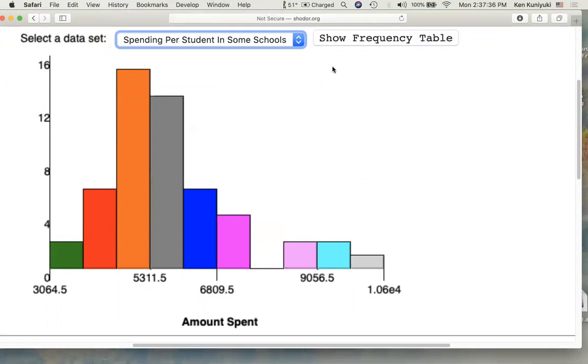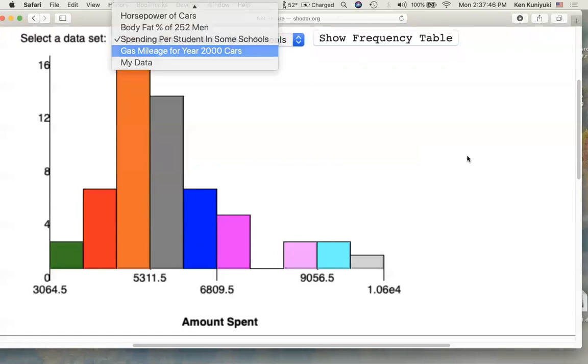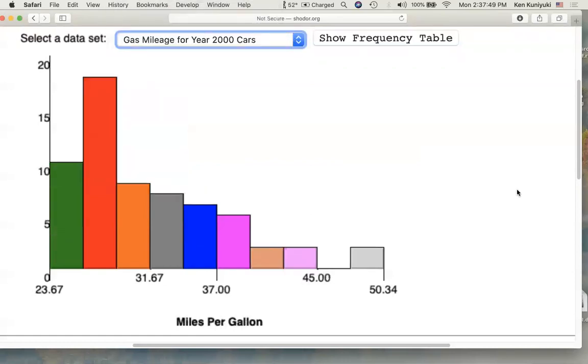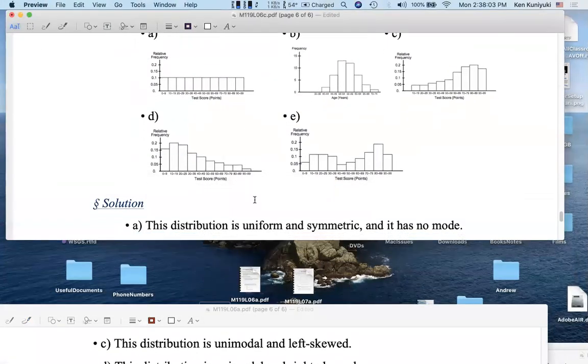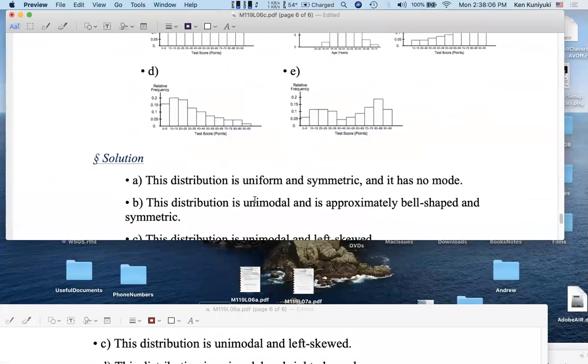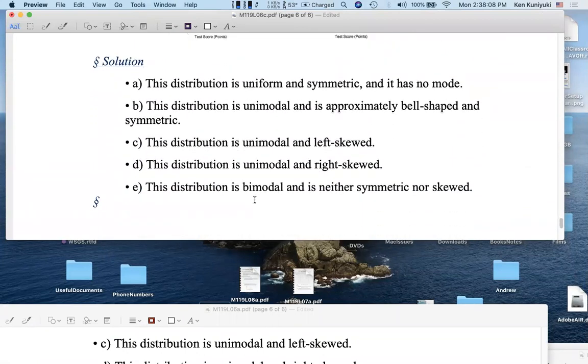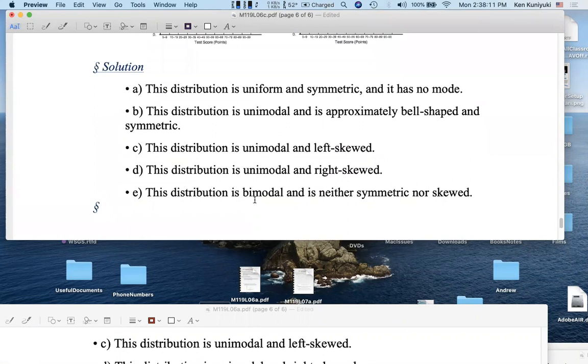Spending per student in some schools. Looks unimodal, looks, what do you think, skew to the right. Gas mileage for year 2000 cars. Maybe unimodal, skew to the right. Some cars are very efficient. All right. That's lesson 6, shapes of histograms and distributions. Next up, we're going to talk numbers next time.